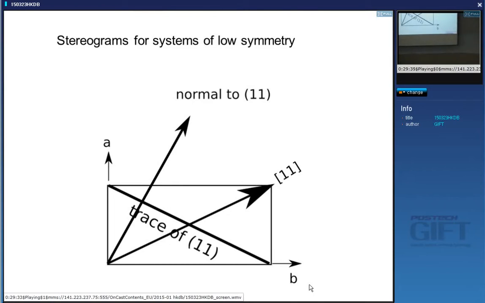So for example, this is the 0-1 direction and also the 0-1 plane normal, because in this case the angle here is 90 degrees. But in general, the plane normal with the same indices is not parallel to a direction with the same indices, okay? So you've got to be very careful with that.